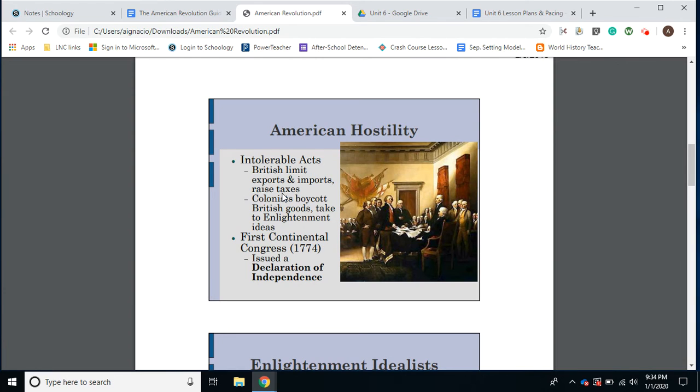And this comes with the Intolerable Acts. The British start to limit the exports and the imports of the colonists. They start to crack down on the illegal smuggling of goods into the colonies, and they start to, again, raise taxes on the colonies, which leads to the boycott of British goods by colonists. And the colonists really start to take to these Enlightenment ideas.